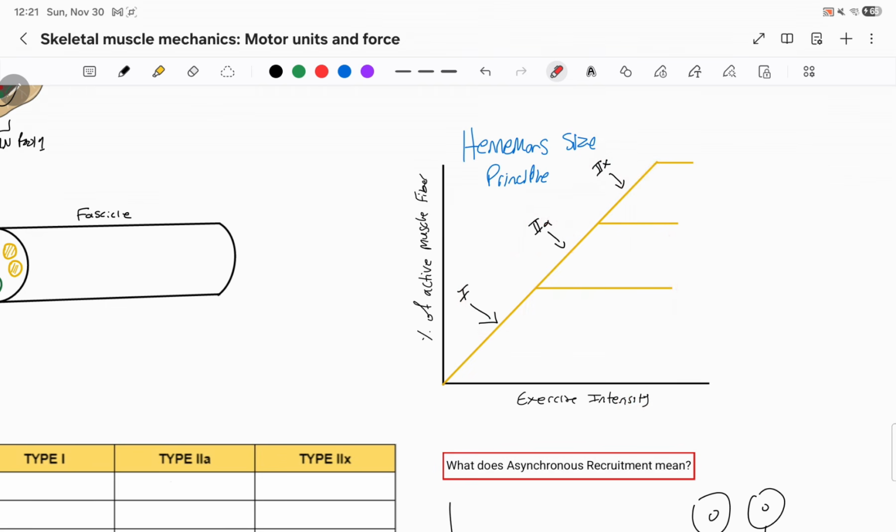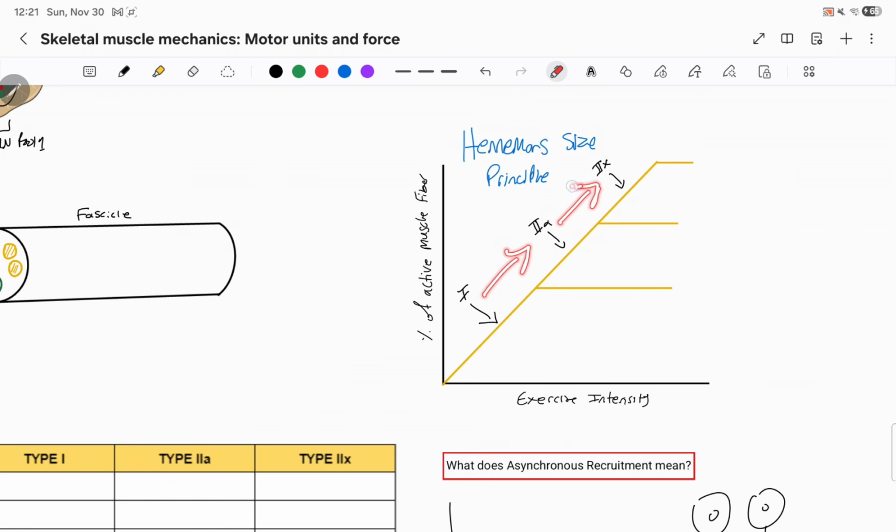This occurs all the time. This is the Henneman size principle. This is a great depiction of the Henneman size principle. Okay? Please also understand that motor unit recruitment always occurs type 1, type 2A, then type 2X. You cannot change this order. Okay? This order will forever remain like this. There are instances in severe fatigue scenarios where this might change, but generally speaking, this recruitment order will always remain.